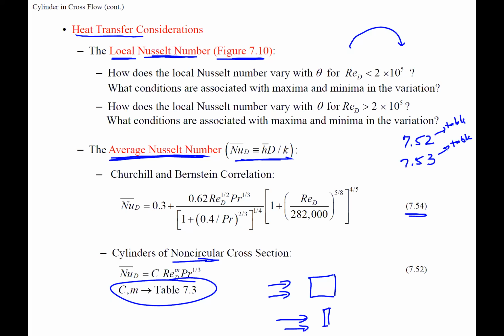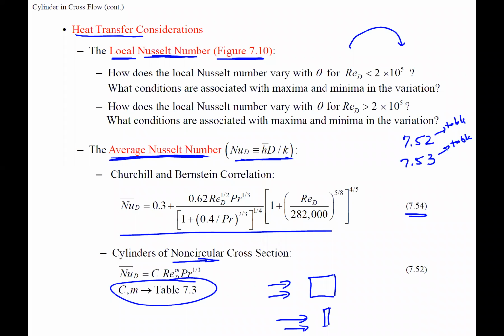Why do I say that? This one doesn't have that. That's why you're seeing it in 7.54. It's a much bigger equation, but it's not changing the parameters that are being used there. So it's more of an all-encompassing one.